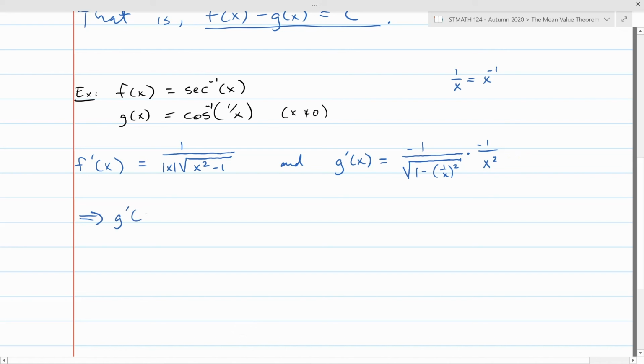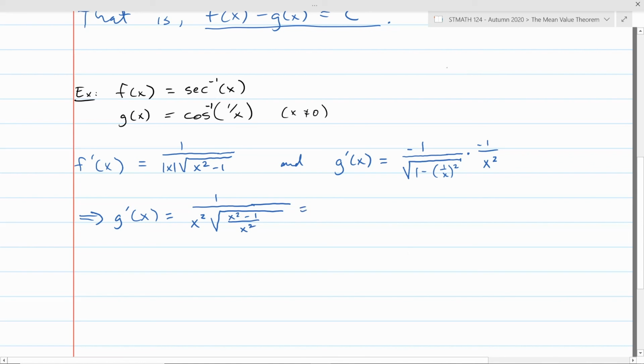G prime of x is, so I cancel those negatives, and I can write it like this, 1 over, put the x squared in front of that radical in the denominator. And inside that radical, I've got 1 minus 1 over x squared. I'm going to write that as x squared minus 1 over x squared by getting a common denominator inside that radical. And I can take that square root of x squared out.